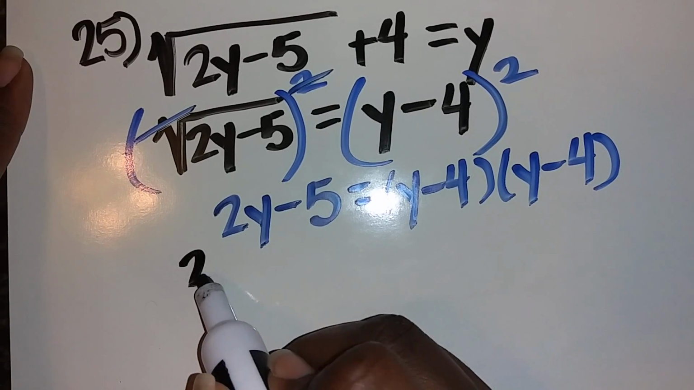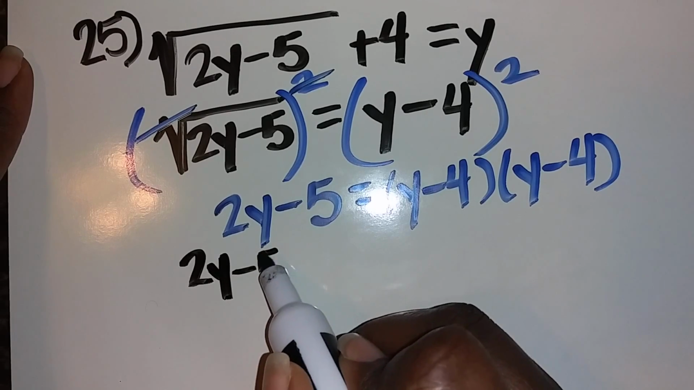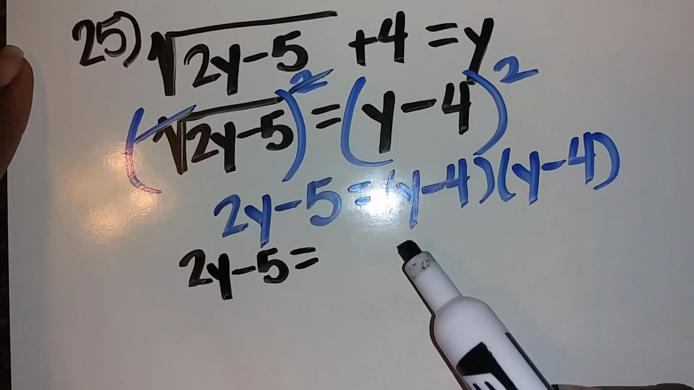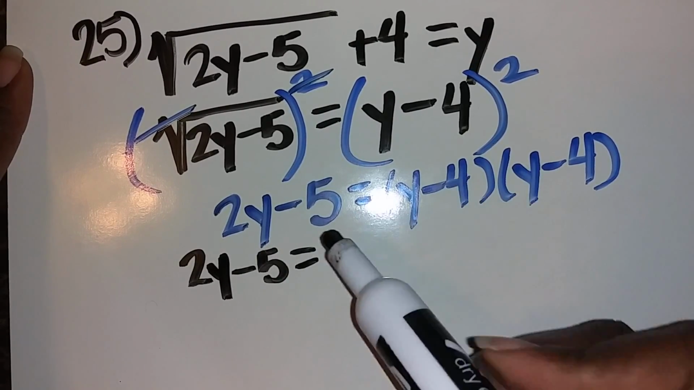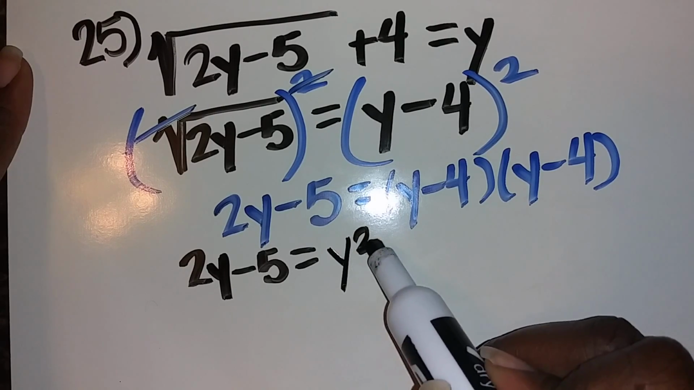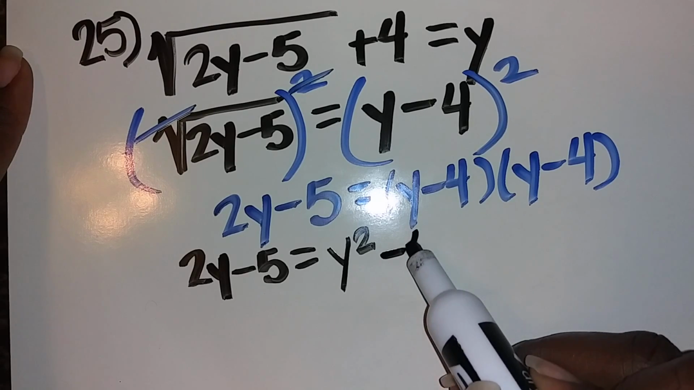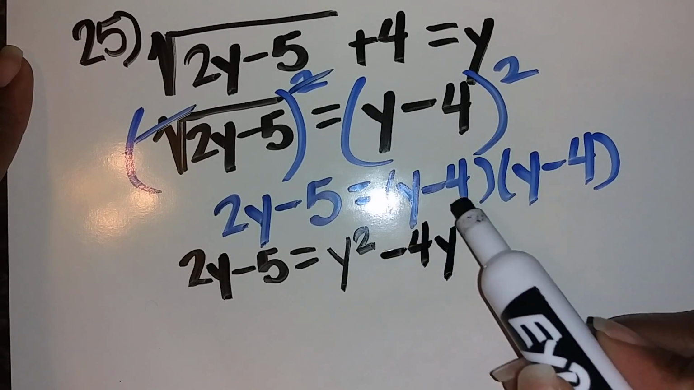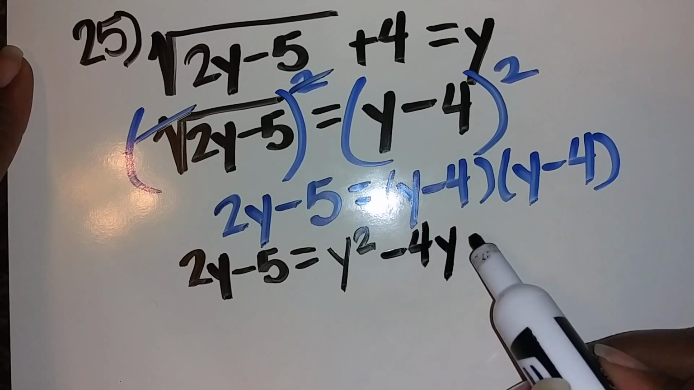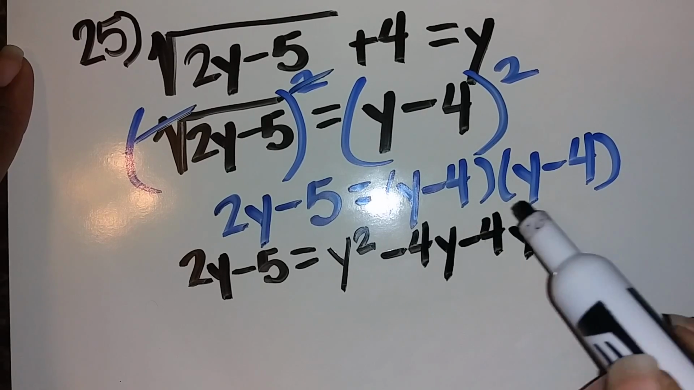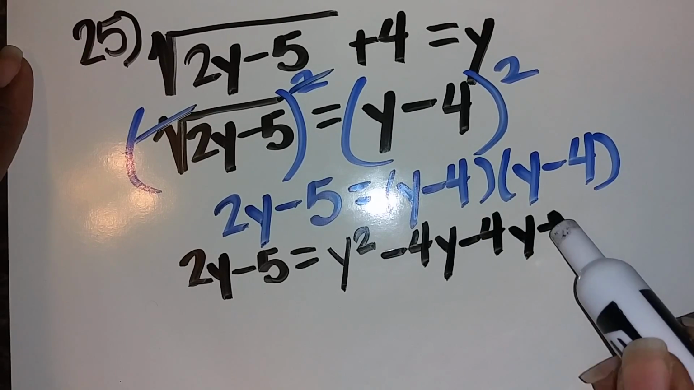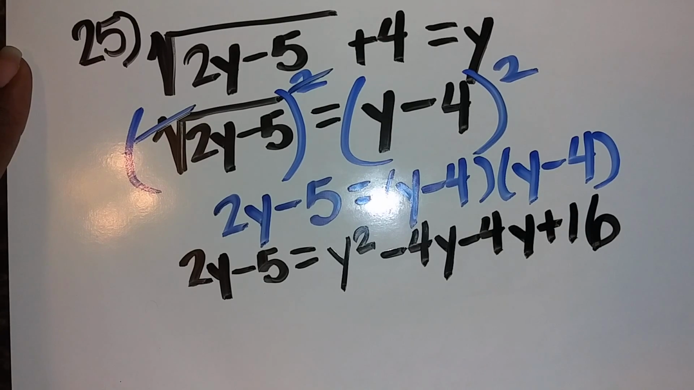2y minus 5 equals, I'm going to apply the full method. So first, y times y is y squared. Outside, y times negative 4 is negative 4y. Inside, negative 4 times y is negative 4y. And last, negative 4 times negative 4 is positive 16. Okay? Now, my degree is 2.